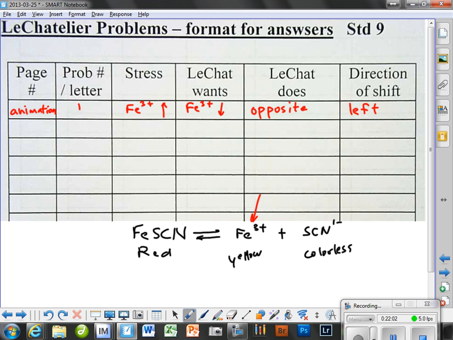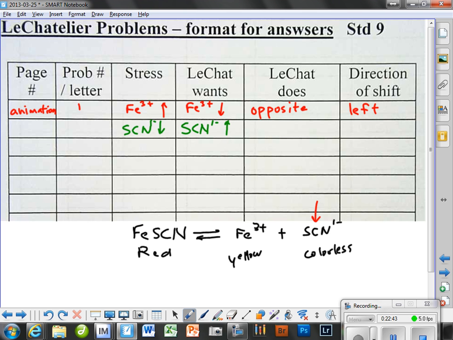Okay. I added iron. Let's concentrate on SCN now. Let's get rid of this guy and put him back. And now let's go on the SCN. This guy, I put him up. Let's take this guy and put him down. Okay, so this is going to be SCN down, and he's a 1 minus. And what does Le Chatelier want to do? Yeah, he wants to put him up. He wants more SCN 1 minus. So he's going to increase.